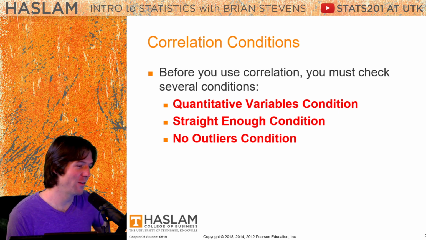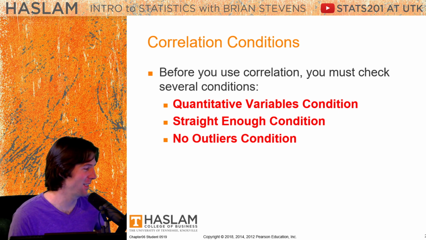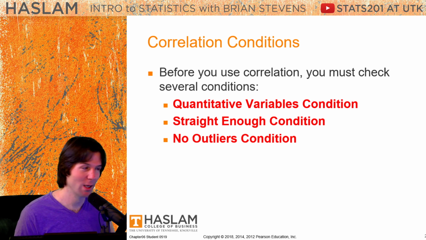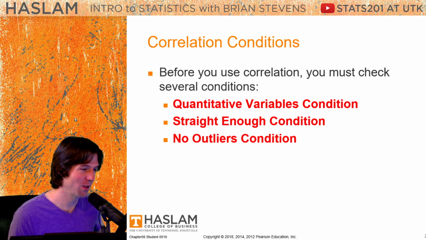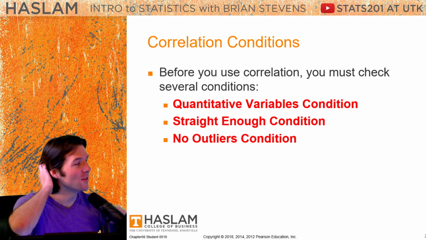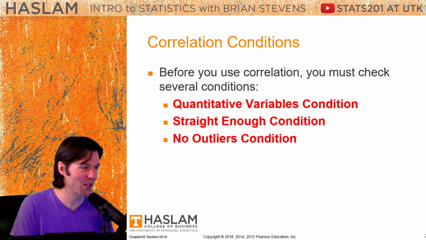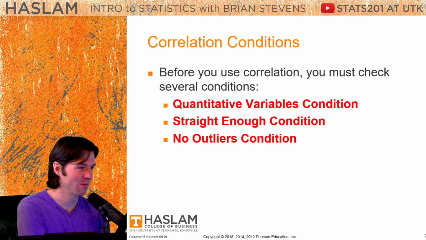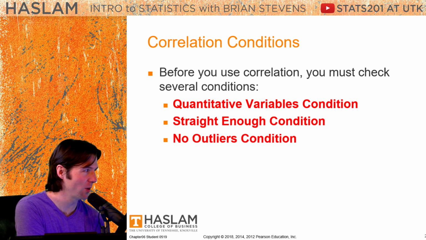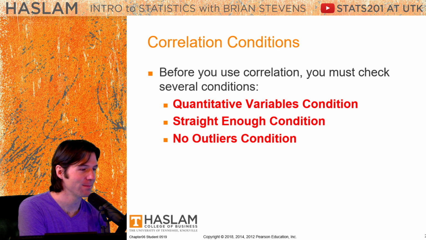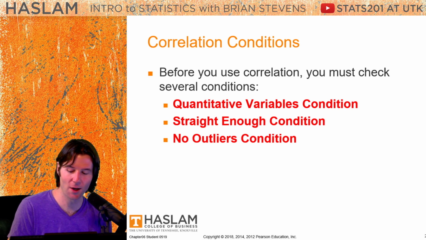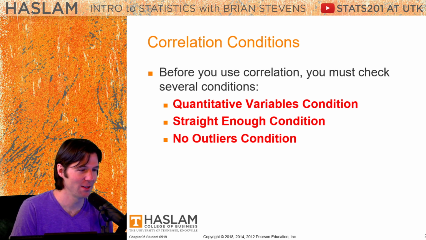QQ, straight enough. No outliers. Oh, see, I should have tested how loud I can yell into the microphone. But QQ, straight enough, no outliers. First person in the chat to write it gets 50 points. First three people. Sounds like it's important to know.